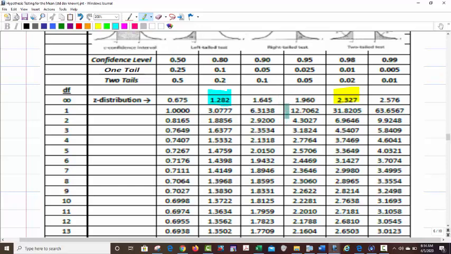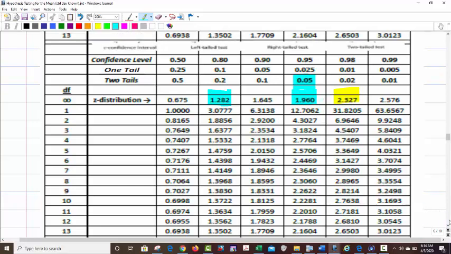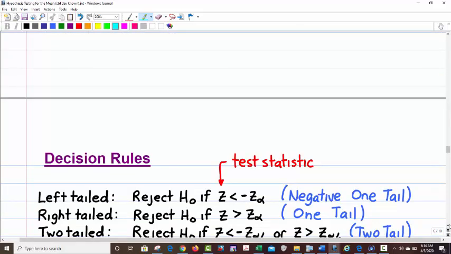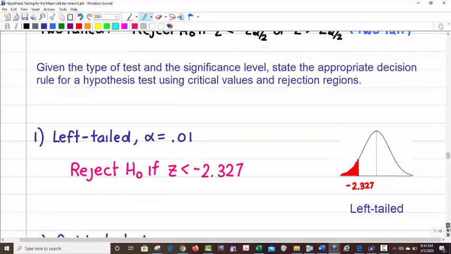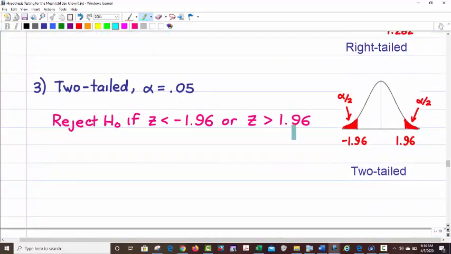And here it is. There's two-tailed 0.05 right there at the bottom. And it's 1.96. So that gives us: reject the H0 if z is less than negative 1.96 or if z is greater than 1.96.